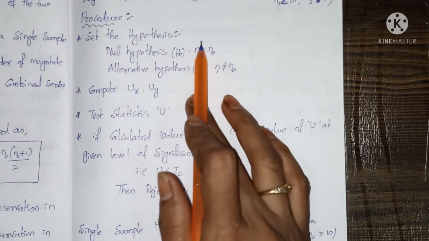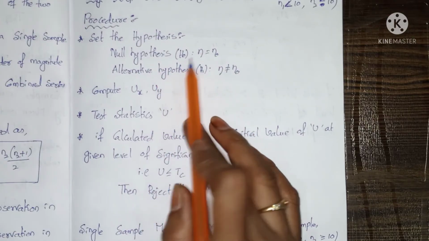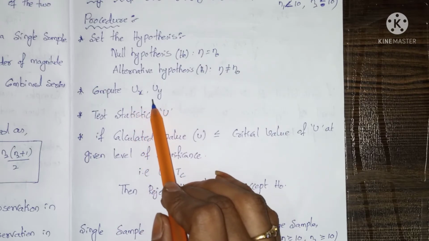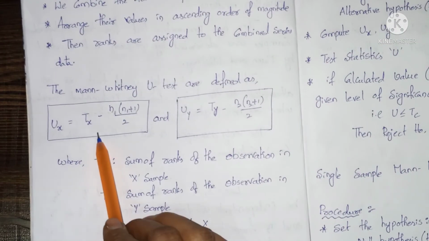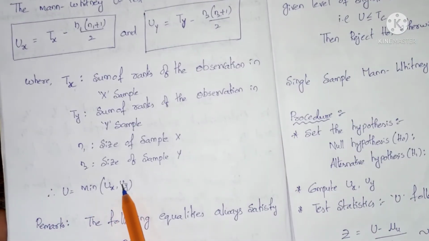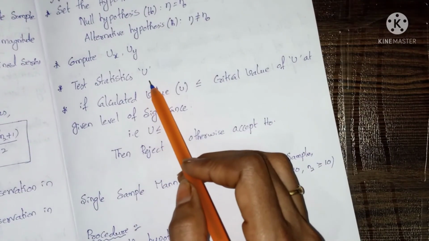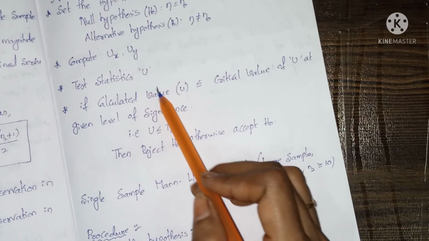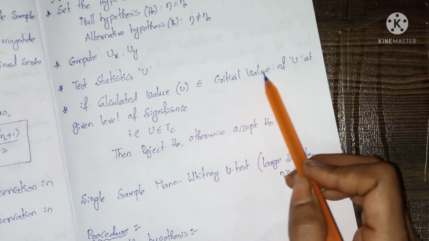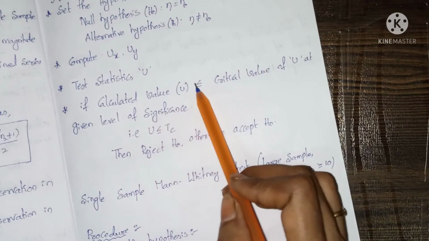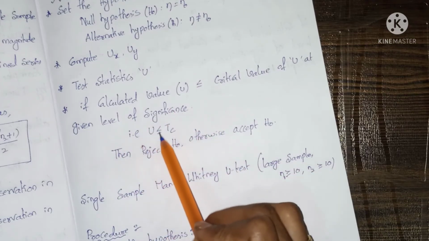After setting the hypothesis, we have to compute the Ux and Uy values. How do we compute them? By using the Ux formula and the Uy formula. After that, the test statistic U is the minimum of Ux, Uy. After finding this U value, we have to see whether the calculated value of U is less than or equal to the critical value of U. Critical value is nothing but the table value at a given level of significance. We have to test U less than or equal to Tc.